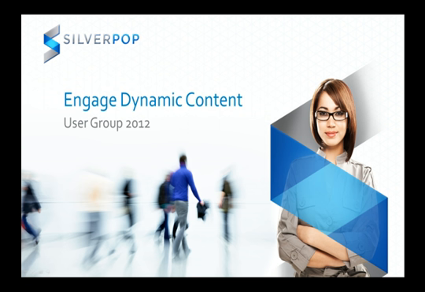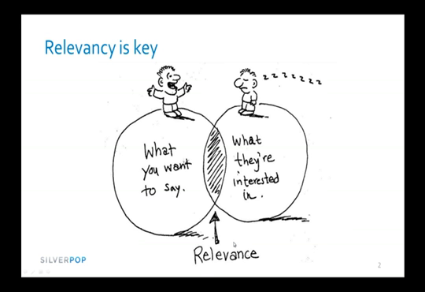Today I'm going to go over Engage Dynamic Content, what the feature is, and how you can use it to help your business. The first thing is that relevancy is the key to successful emails. What you want to do is hit that sweet spot between what you want to say and what your contacts want to hear. That's a very small area, and that's where you're trying to get to. It's all about the relevance of your emails.